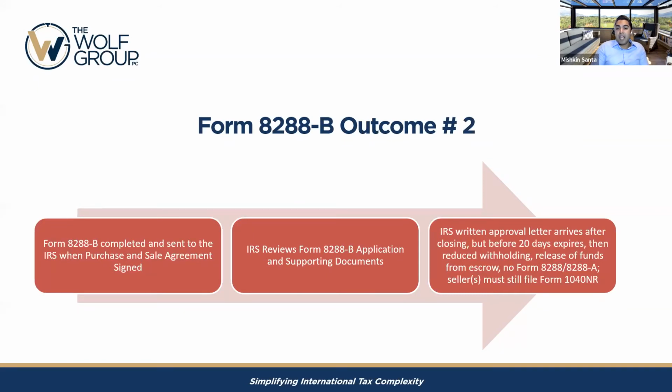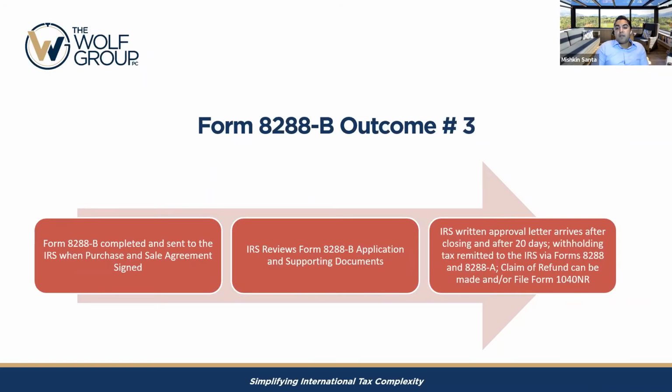Outcome number 2 is the same for the first 2 steps, but what happens is that the letter arrives after closing, but before the 20 days expires. Then you still have the reduced withholding if it arrives before the 20 days expires. The funds are released, and again, great outcome.